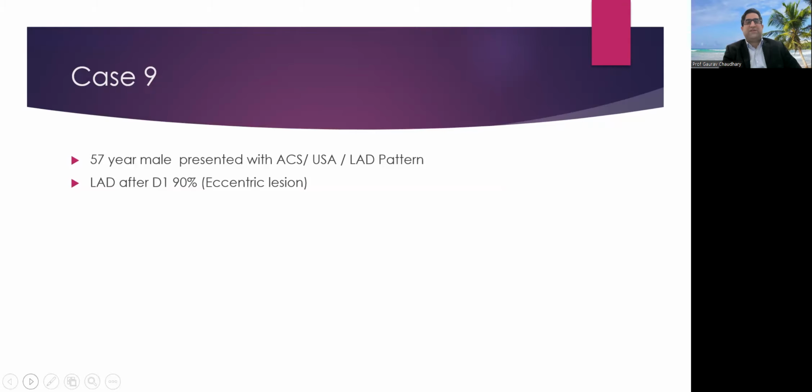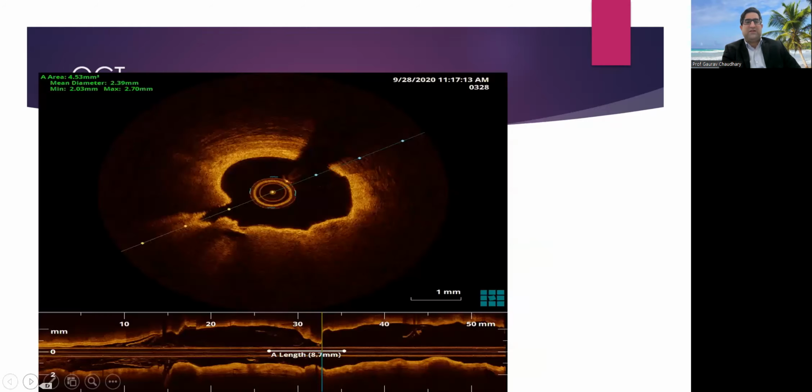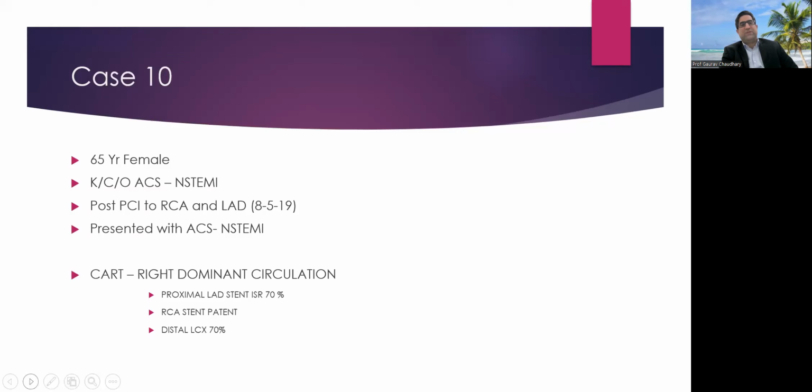Coming on to case 9, a 57-year-old male presented with unstable angina. In the LAD, we could see a 90% eccentric lesion. So this is how the angiogram looks like. And we can see clearly that there is dark lipid shadow. There is a high attenuation behind this from 3 o'clock to 8 o'clock, and there is thin intima, that is thin cap, which has ruptured. So this is a plaque rupture. And we could also see there is some white thrombus that is adhered to the intimal shadow.